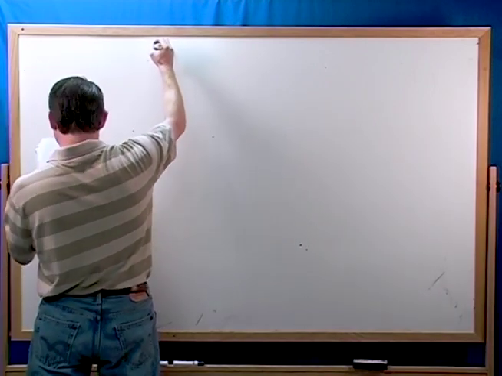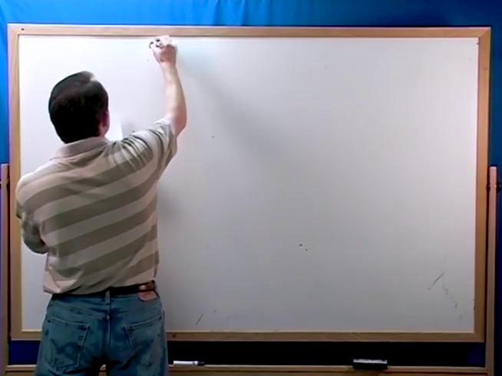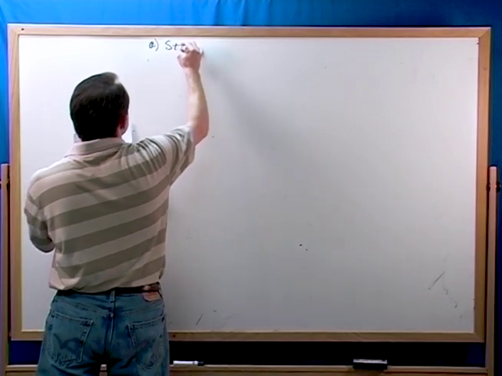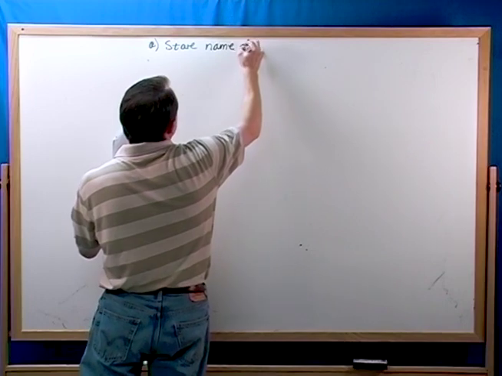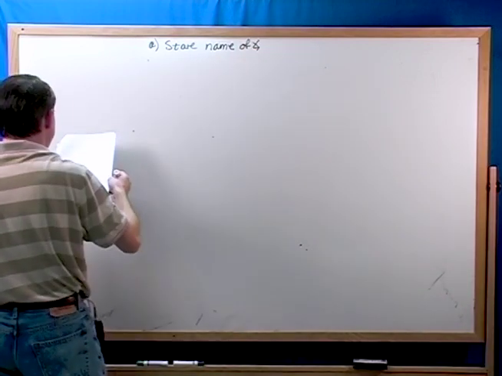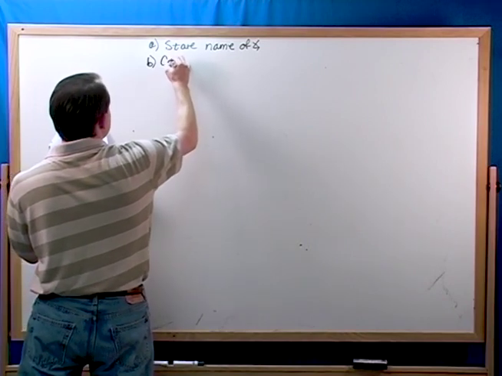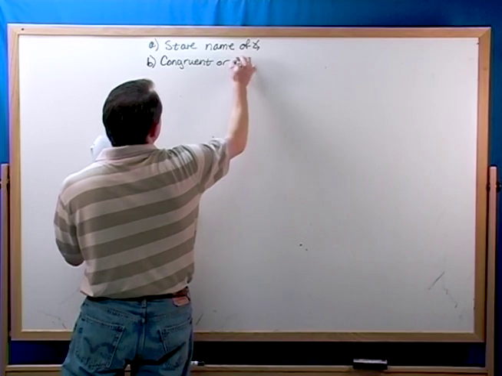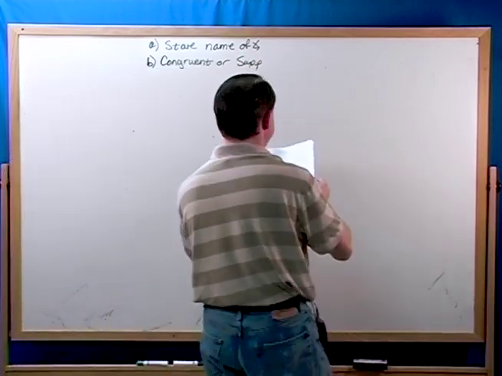So what we want to do here is two things. First, we're going to write down the name of the angle. I'm going to draw a picture here in a minute. And then we're going to write down if it's congruent or supplementary. Okay, congruent or supplementary. And I'm going to draw the picture over here.